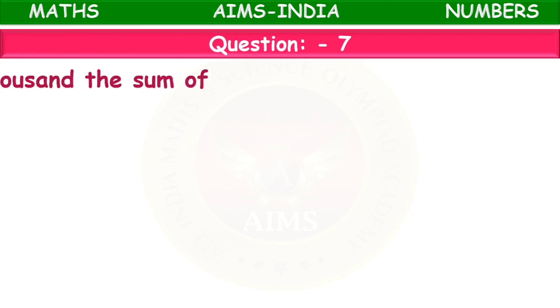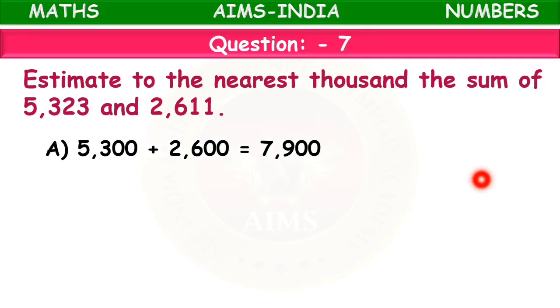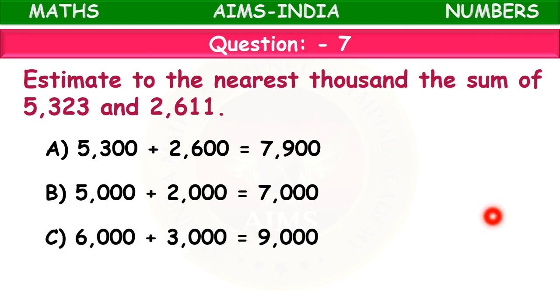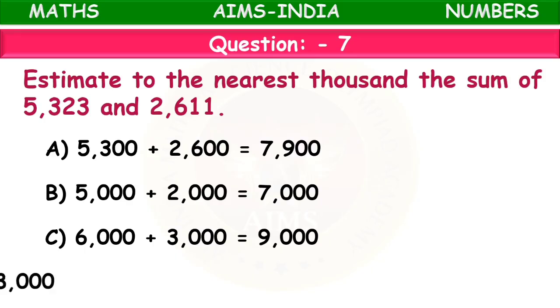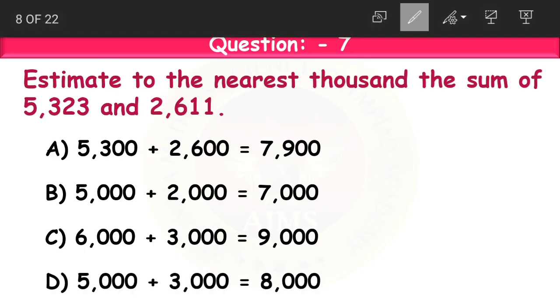Question number 7. Estimate to the nearest thousand the sum of 5,323 and 2,611. Option A, 5,300 plus 2,600 is equal to 7,900. Option B, 5,000 plus 2,000 is equal to 7,000. Option C, 6,000 plus 3,000 is equal to 9,000. Or option D, 5,000 plus 3,000 is equal to 8,000.